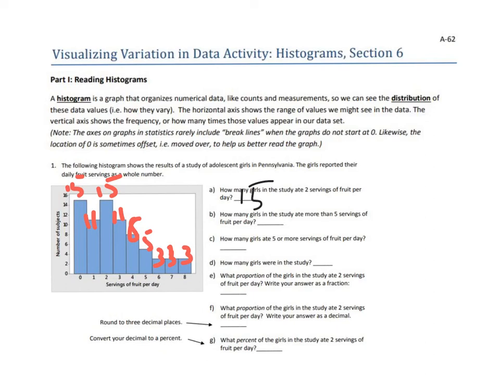How many girls in the study ate more than 5? So more than means you're 6, 7, and 8. So be careful of your wording. More than is, so for 6 of them, that's 3, 3, 3. So that's a total of 9.